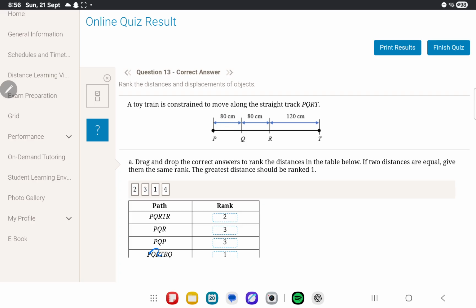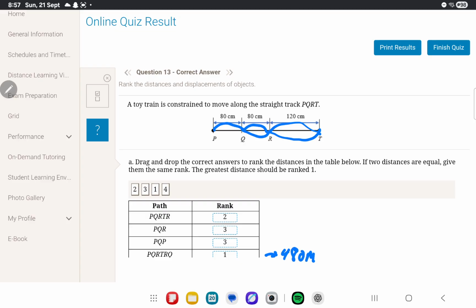And as you can look at the distance, so PQRTRQ. I'm going in the order that is the answer in PQRTRQ. So PQ is 80, then QR is 80, then RT is 120, so 80 plus 80 plus 120. Then it went back, so another 120, and then it went back to Q. So it is 80 plus 80 plus 120 plus 120 plus 80. Okay, so the distance traveled here is 480 meters.